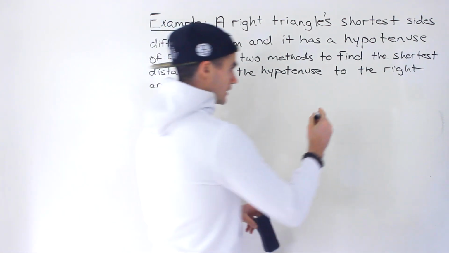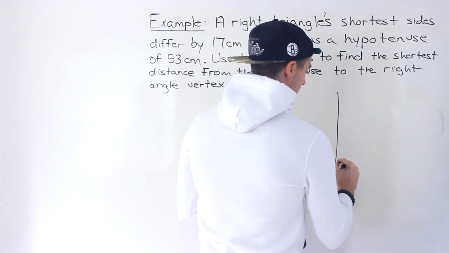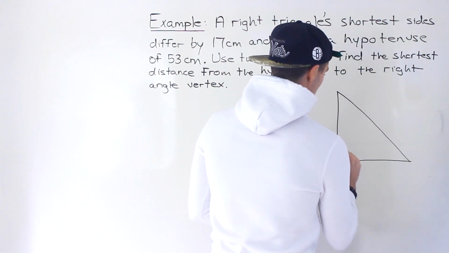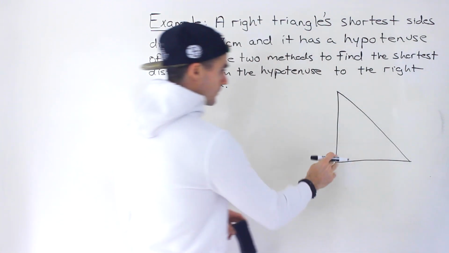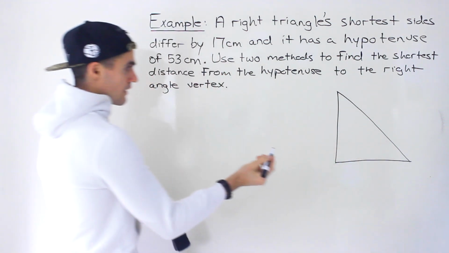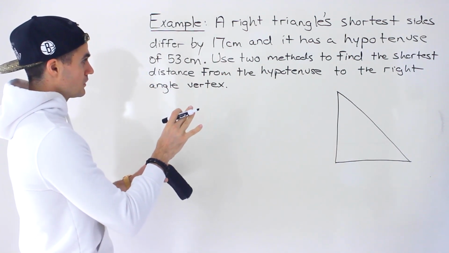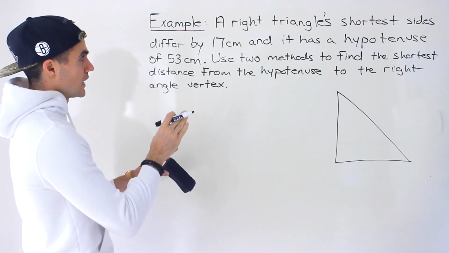So let's draw, as usual, a diagram of what we're working with. So we have a right triangle like this. Here is the right angle. I'm actually not going to draw that right angle there yet because I want to show visually a little bit more clearly what we're going to be doing.